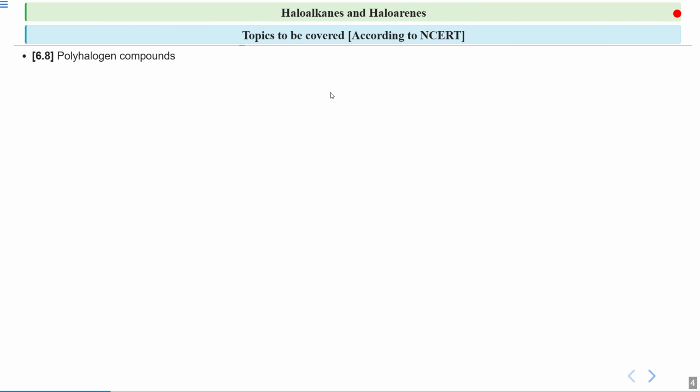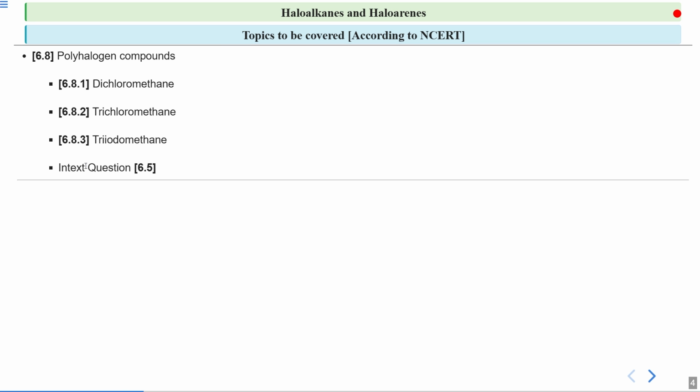The topics that we are going to cover according to the NCERT: first of all, section 6.8, polyhalogen compounds. Then we will cover section 6.8.1, dichloromethane. Then section 6.8.2, trichloromethane. And then section 6.8.3, triiodomethane. And lastly, we will solve an intext question 6.5.